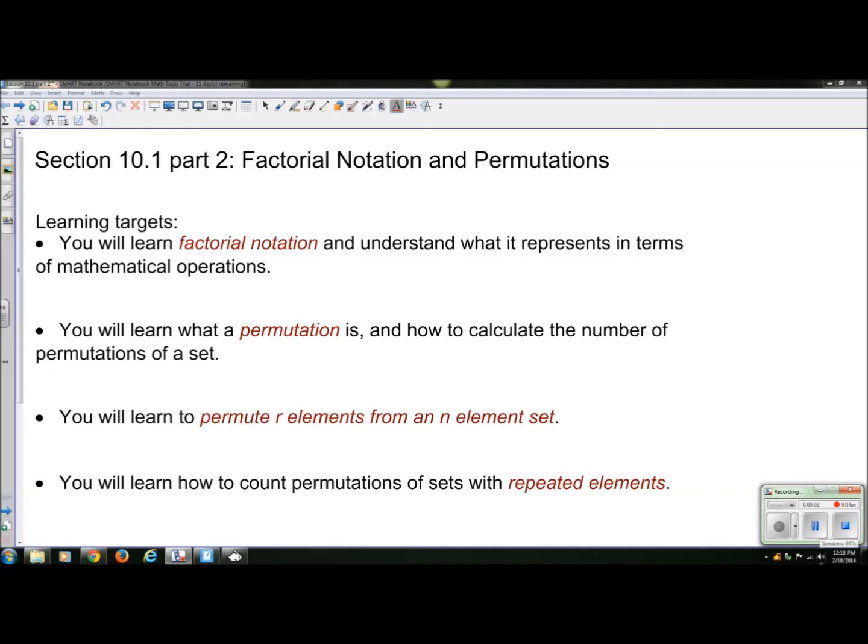Welcome to section 10.1 part 2, factorial notation and permutations. In this lesson you will learn what factorial notation is, and you will understand what it represents in terms of mathematical operations. You will also learn what a permutation is and how to calculate the number of permutations of a set of elements. You will learn how to permute r elements from an n-element set, and you will learn how to count permutations of sets where there are repeated elements.